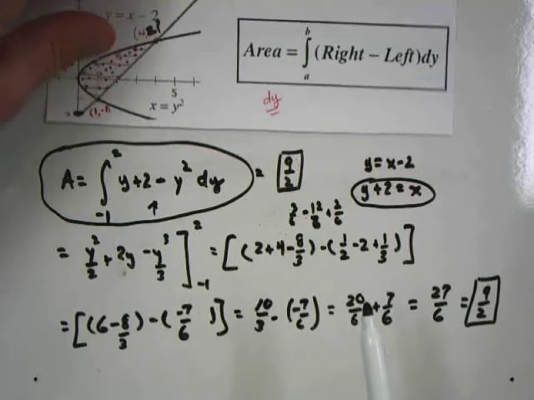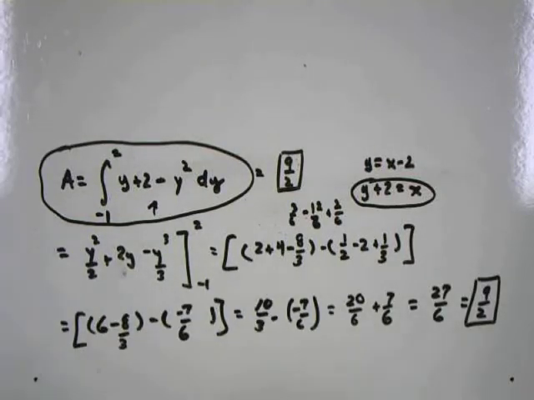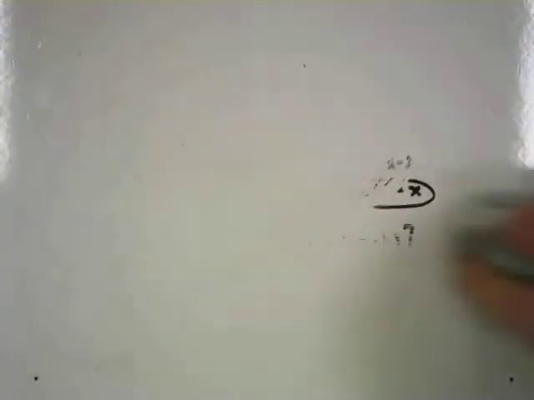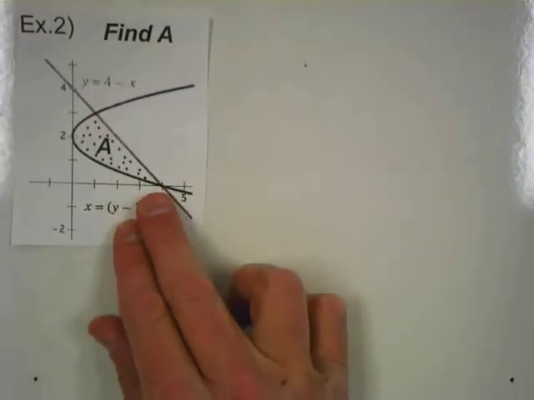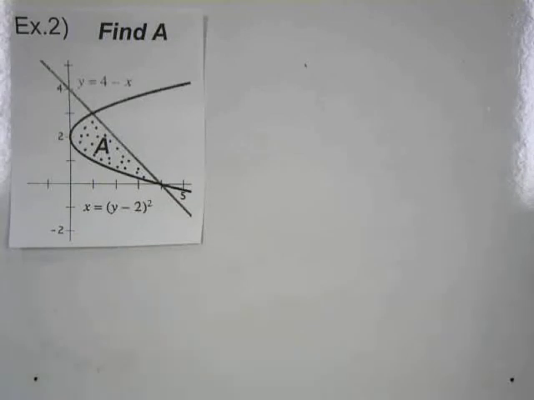All right, let's try another one. Example number 2. Now I'll give you a hint. A lot of the times when you see x equals and the expression is squared, I shouldn't say function, the expression y minus 2 squared, it's probably going to be easier to integrate with respect to y.